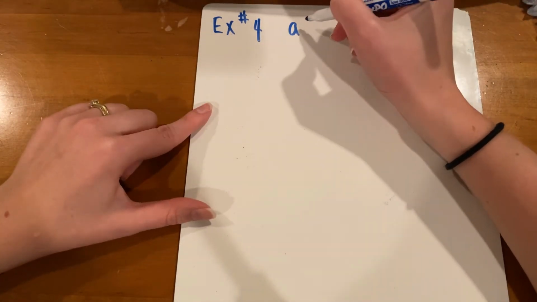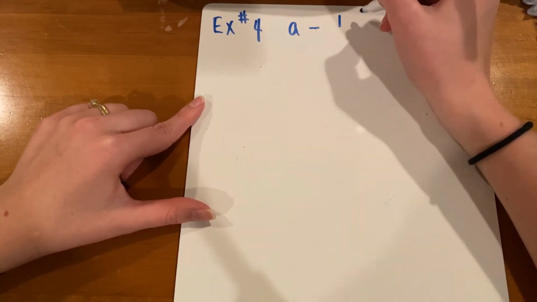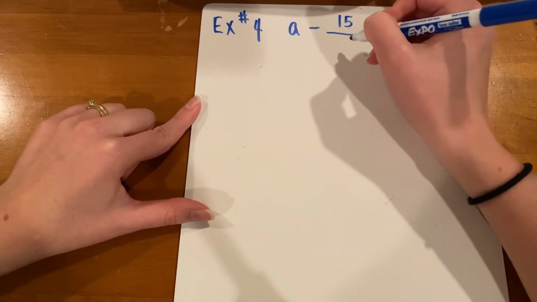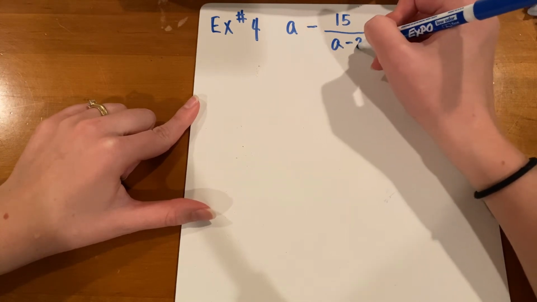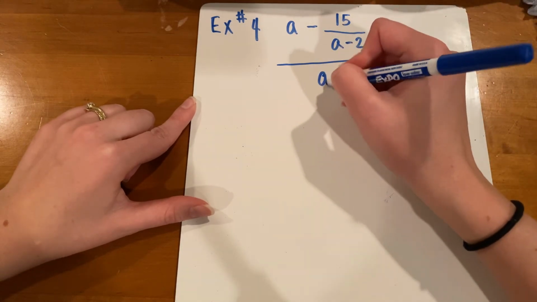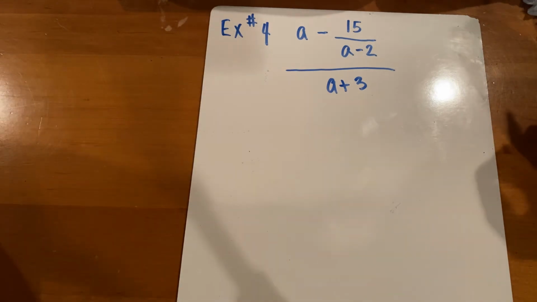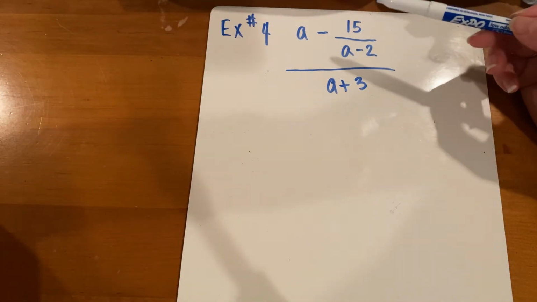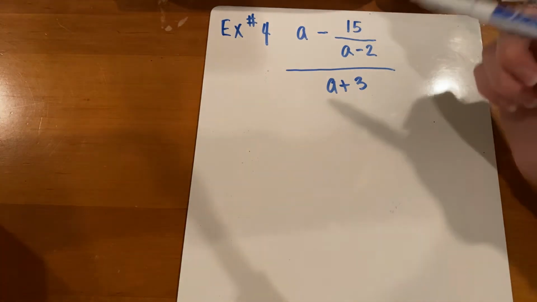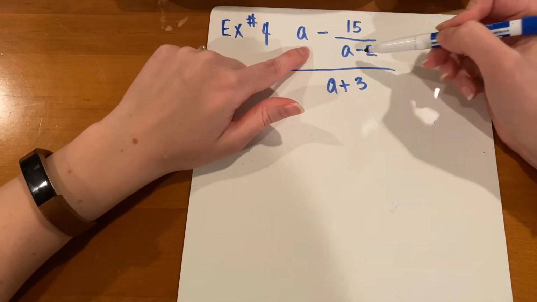A minus the second expression of 15 over a minus 2. Then this entire expression is being divided by a plus 3. So it's a little bit longer because we're going to have a few steps. The numerator contains a mixed expression. Step 1 is rewrite it as a rational expression. What that means is we have the quantity a minus 15 over a minus 2.